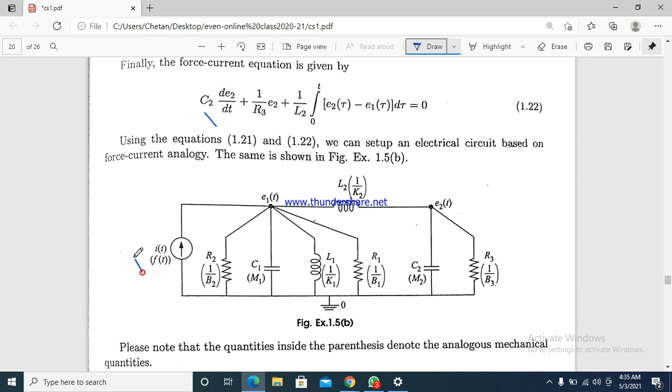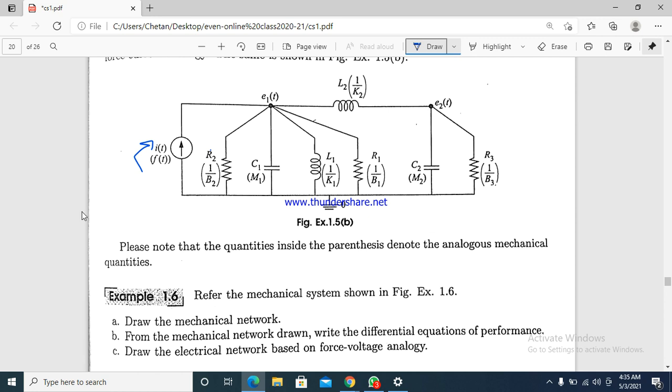F of t can be written as I of t. B2 can be replaced by what? R2. M1 can be replaced by C1. K1 can be replaced by L1. Like this you have written all the parameters. Please note that the quantities inside the parentheses denote the analogous mechanical quantities. I hope this problem is clear for all, right?